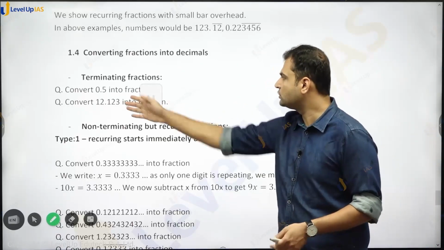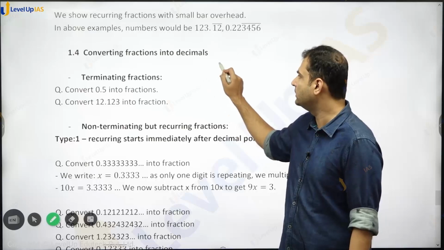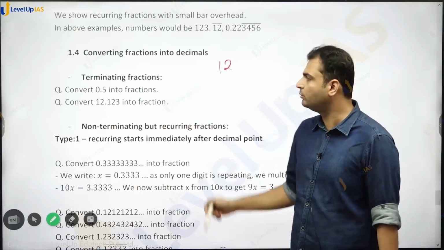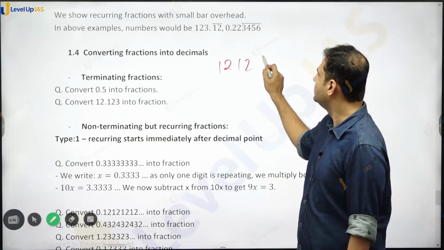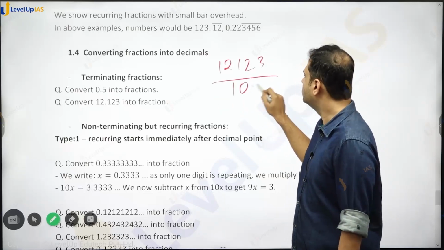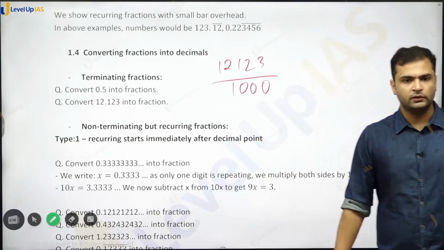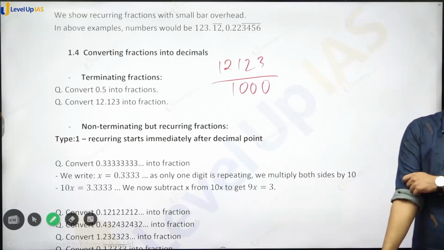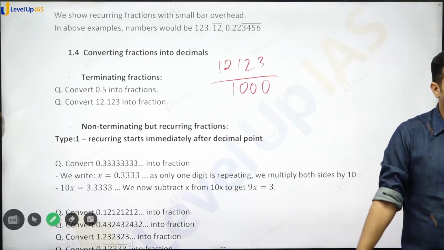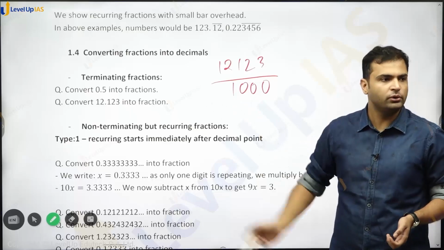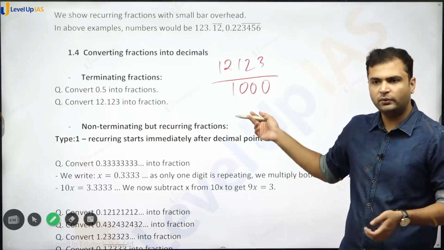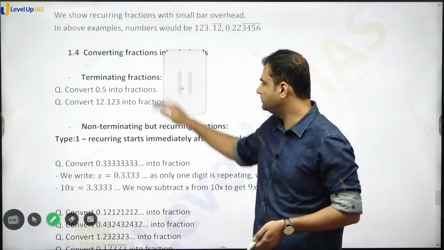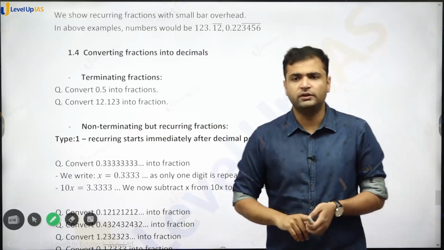Similarly, this 12.123, it is nothing but we multiplied by 1000 because there are 3 digits after the decimal point. So 12123 divided by 1000. This is the fractional representation of this. And if there is a different fraction in the option, we probably have to reduce it by dividing by some numbers. This whole terminating fraction case was very easy.